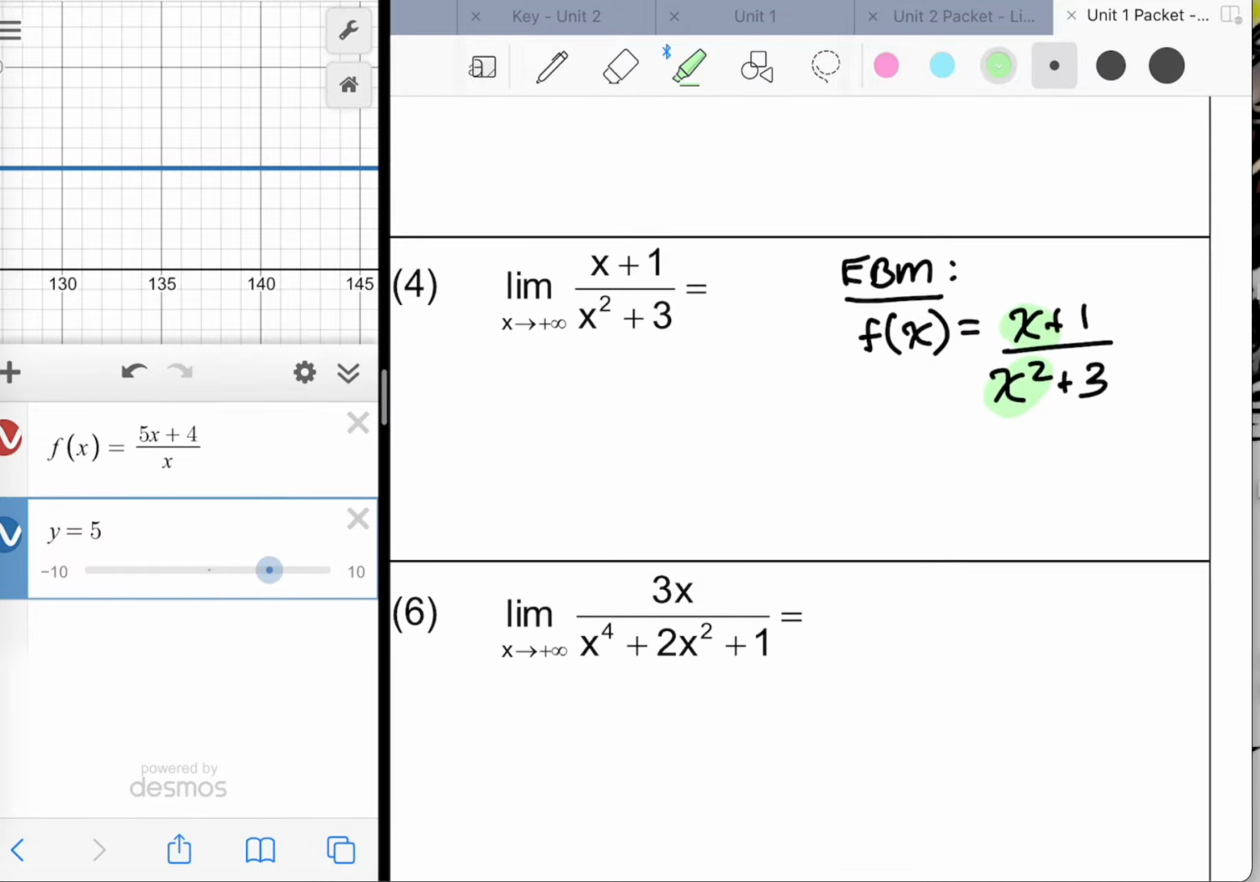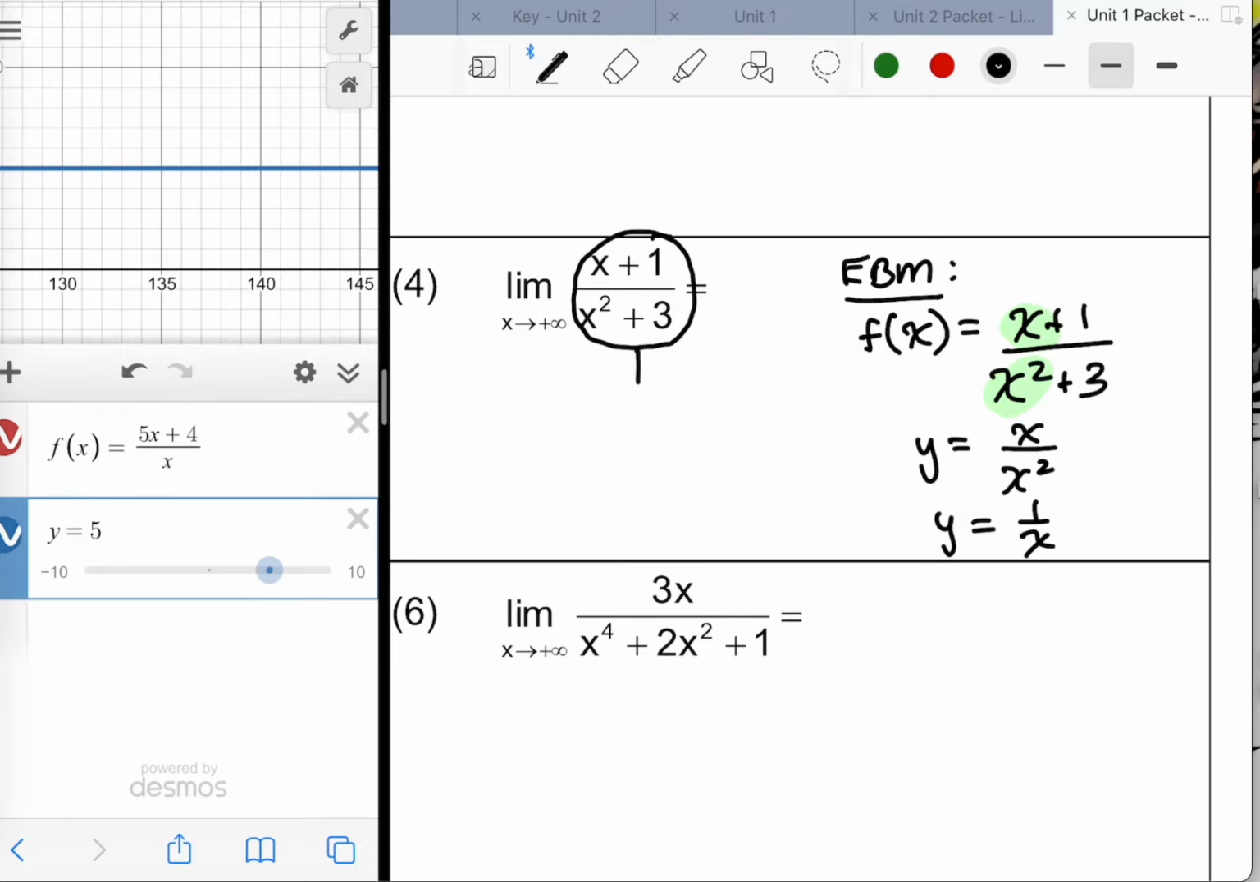The term with the highest power is an x on the top. The term with the highest power is an x squared on the bottom. Divide those two, and you get y equals 1 over x. Very similar to the example we did on the previous page, except now we're going to the next step. We're saying, since we know that the original function is going to behave the same way as the end behavior model, why not, instead of working with this, which isn't really a nice looking function, work with something much simpler.